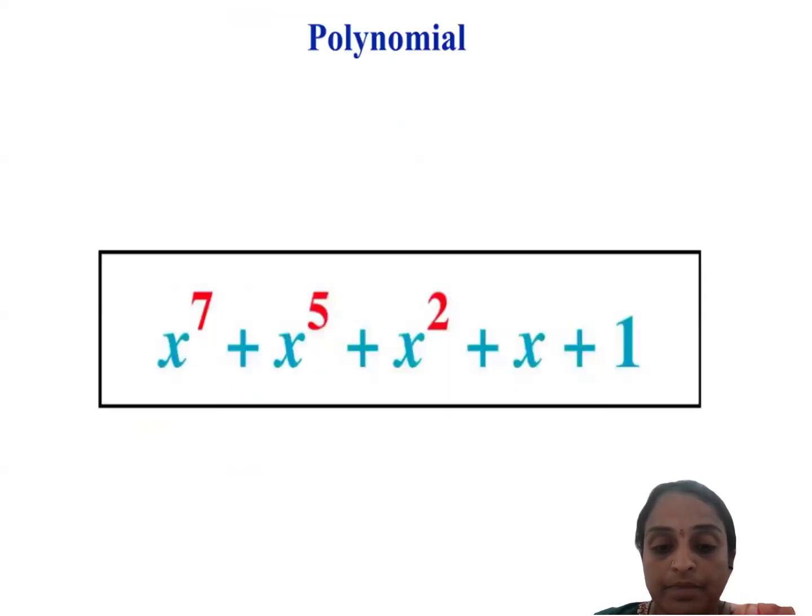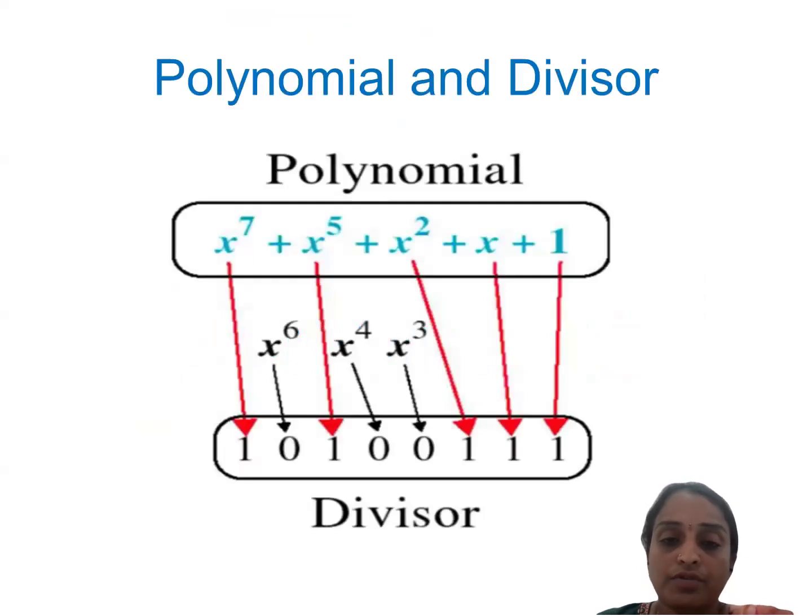In the CRC method, data can be represented in a polynomial expression. Here, we have to see the polynomial and the divisor. First, we have the x power terms, and we have to consider the coefficient of each and every x power. We start with x power 0, x power 1, x power 2, x power 3, x power 4, x power 5, x power 6, and x power 7. Totally, we have 8 bits.